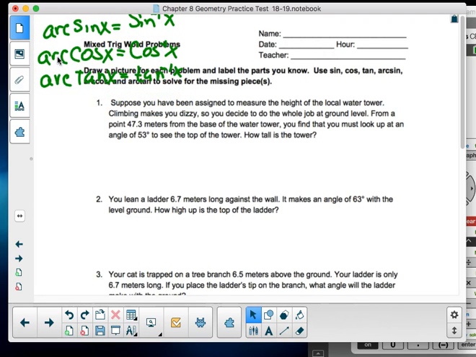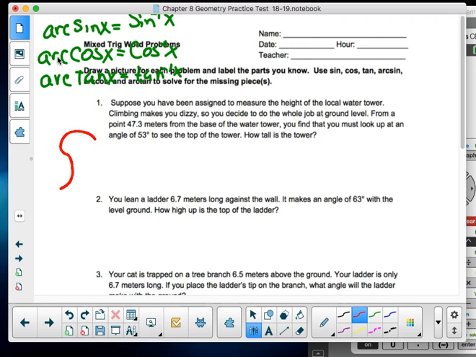Now, suppose you have been assigned to measure the height of a local water tower. Climbing makes you dizzy, and so you decide to do the whole job at ground level from a point 47.3 meters away. So I've got my water tower. My water tower and my trees kind of look the same, so we'll deal with it. This is a really nice strong base for my water tower. We want to find out the height of my water tower, and I'm at a point 47.3 meters away.